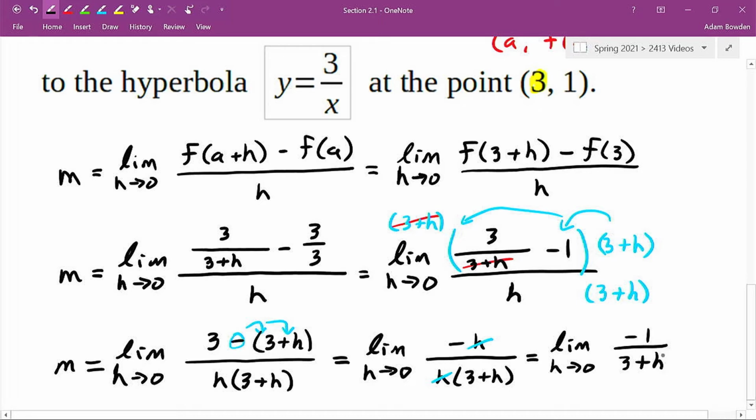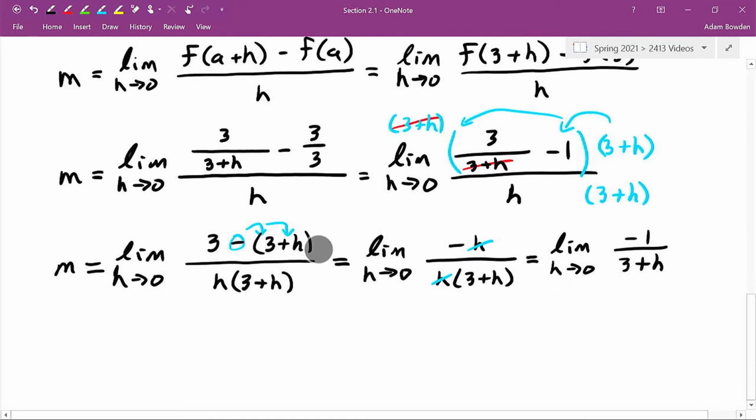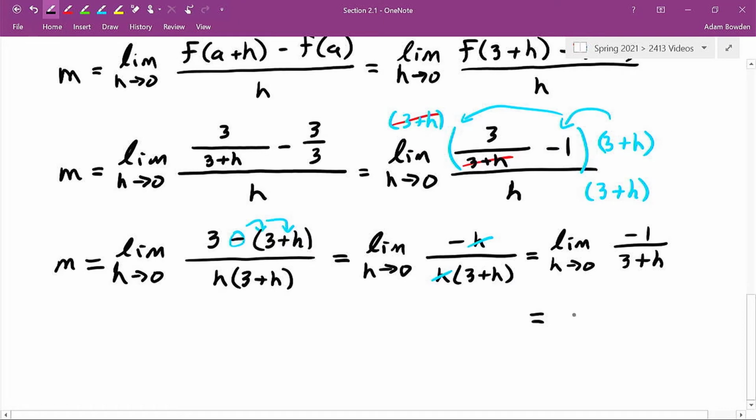And at this point, it's now appropriate that we can plug in 0 for h. It will equal negative 1 over 3 plus 0, or simply negative 1/3. So that's the slope of the tangent line at that point.